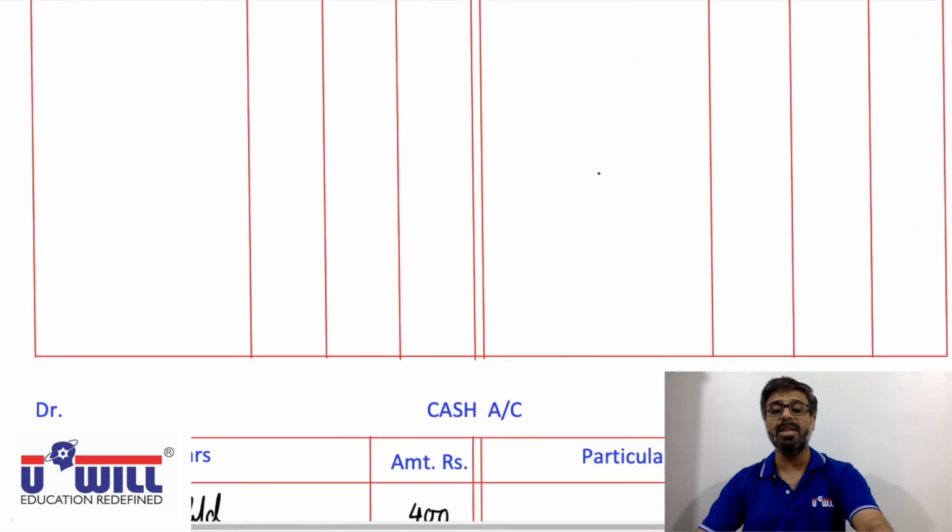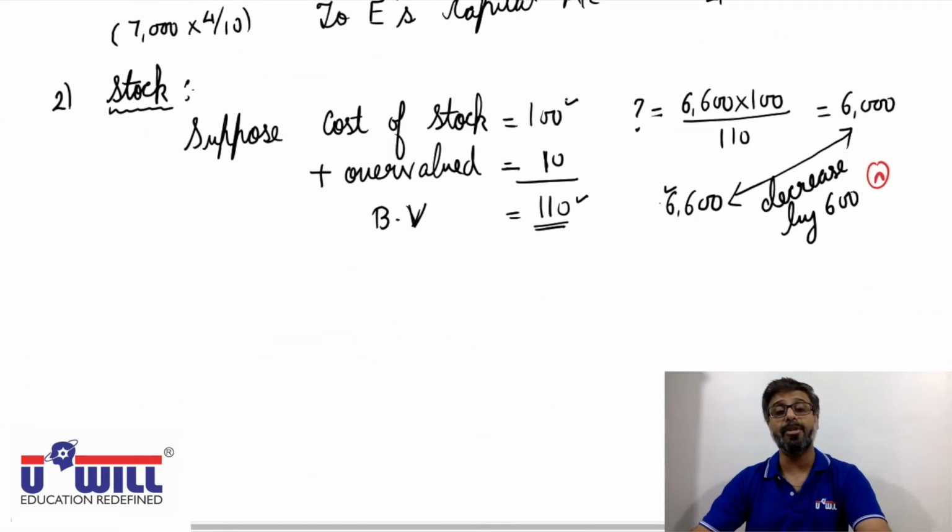What we do is we assume the cost of stock is 100. It is overvalued by 10%, means the book value shown is how much? 110. 100 plus overvalued 10, so the value shown in the books is 110. Now what is the value shown in the books on the asset side? 6,600. So what should be its cost? 6,600 into 100 divided by 110, 6,000. Now the value shown in the book is 6,600, actual cost 6,000, means we have to decrease it by 600, so we should be sad for that. It's a loss of 600, we have to decrease it by 600.